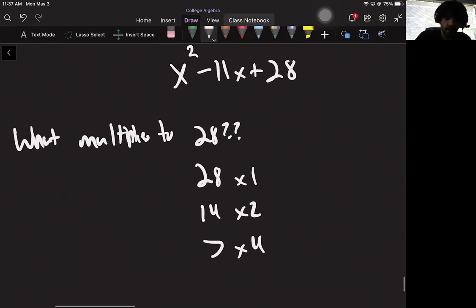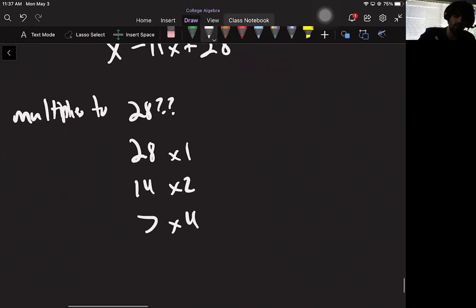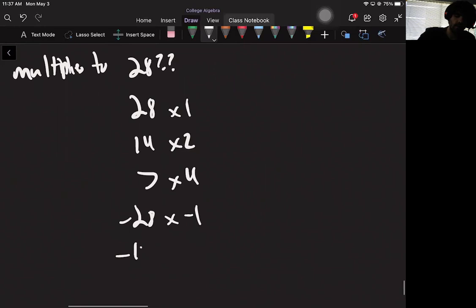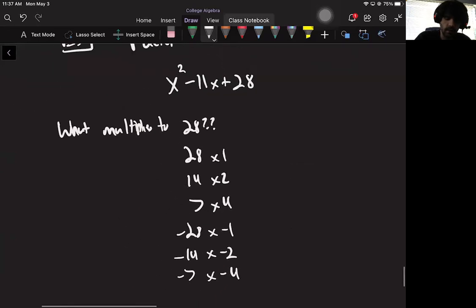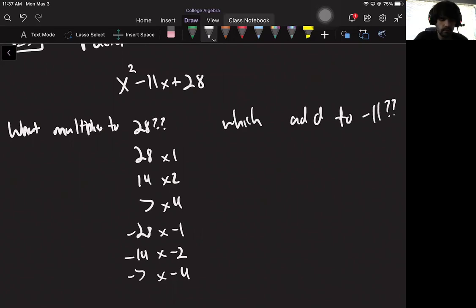But since negative times negative is positive, there's actually 3 more, which is -28 times -1, -14 times -2, and -7 times -4. So there's actually 6 things that can multiply to be 28. So then which add up to 11? Which add to -11, if any?